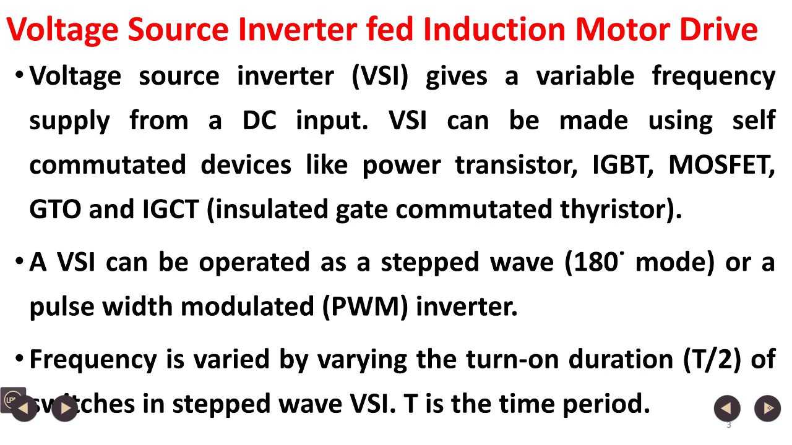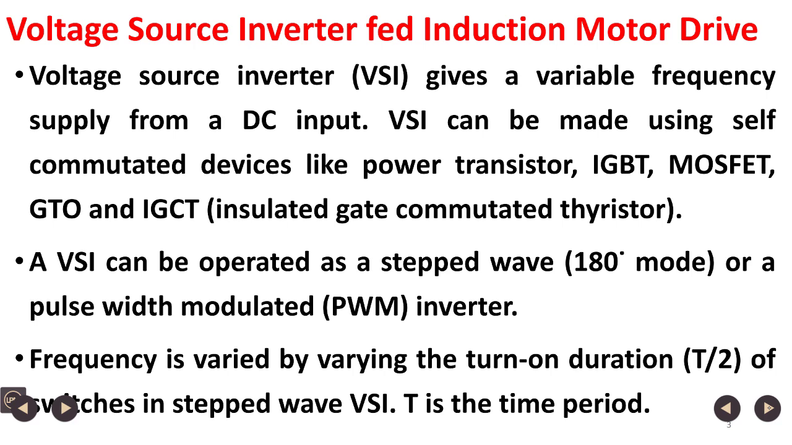So, voltage source inverter fed induction motor drive. Voltage source inverter, VSI, gives a variable frequency supply from a DC input. Variable voltage, variable frequency supply from DC input. VSI can be made using self-commuted switches like power transistor, IGBT, MOSFET, GTO and IGCT, integrated gate commutated thyristor.